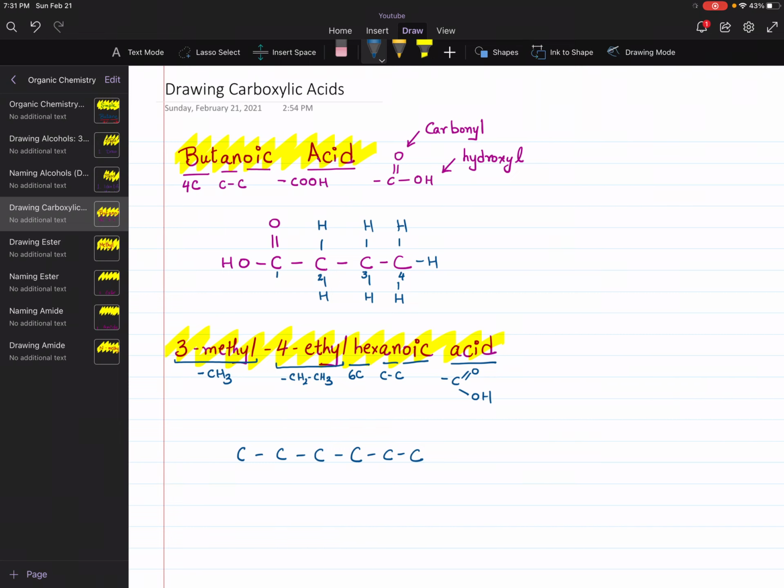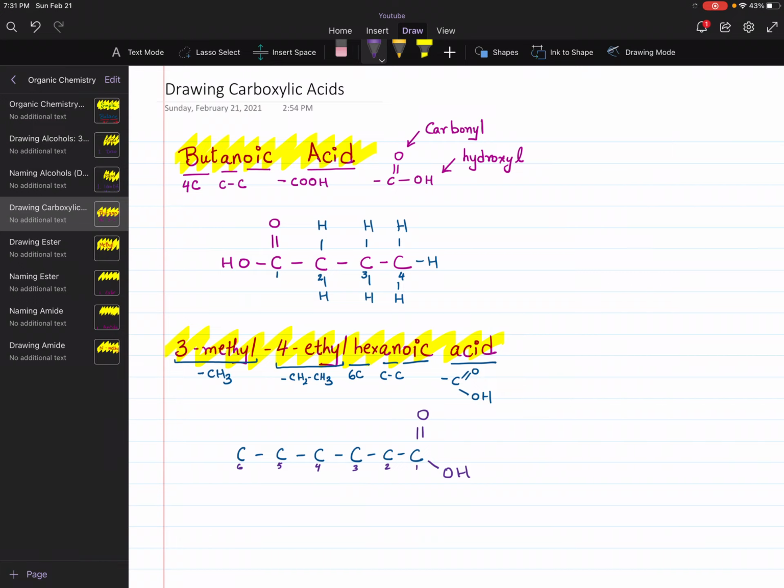So we have our 6 carbons. I'll switch my pen. There we go. So we have 6 carbons here in the longest chain. I will put my carboxyl group on the right hand side this time. As I said, it doesn't matter which side you want to place your carboxyl group, the double bond to the oxygen and the hydroxyl group. But wherever you place it, that becomes carbon number 1. Next is 2, 3, 4, 5, 6. All right, so we have our 6 carbons, hexanoic acid. Now, the additional features we have are additional branches.